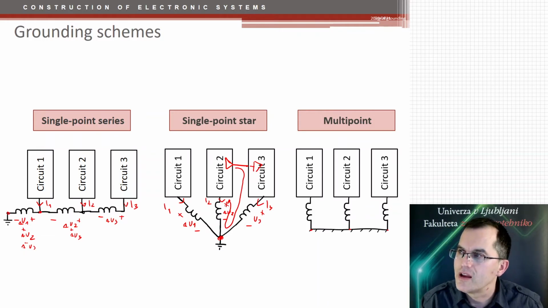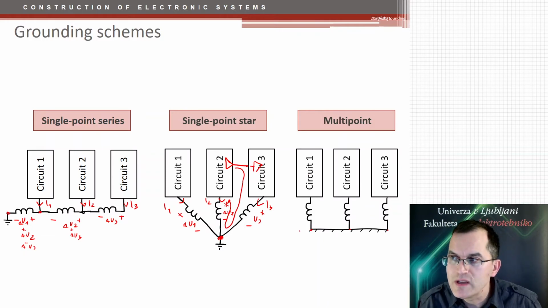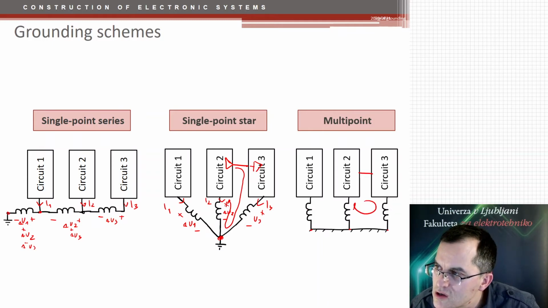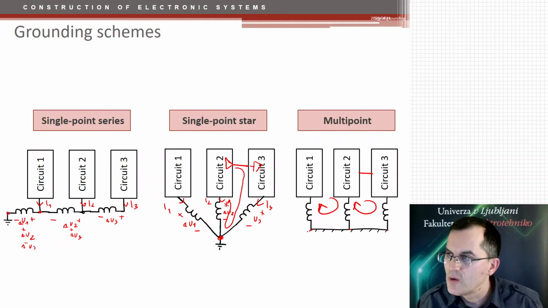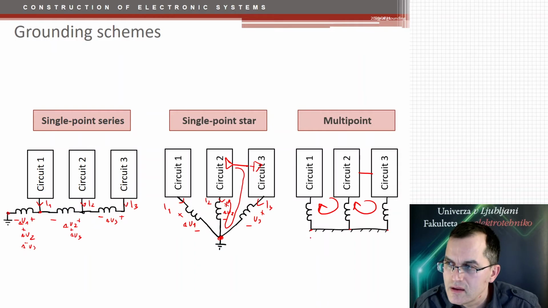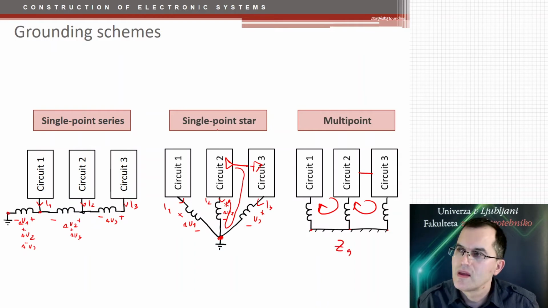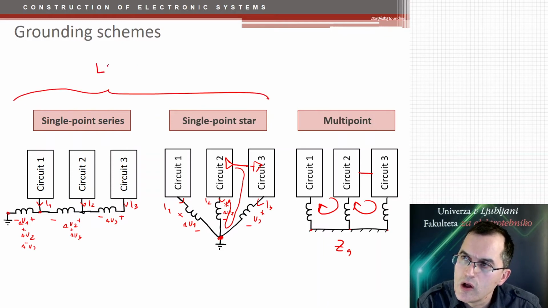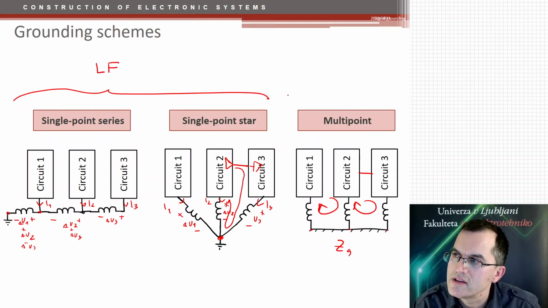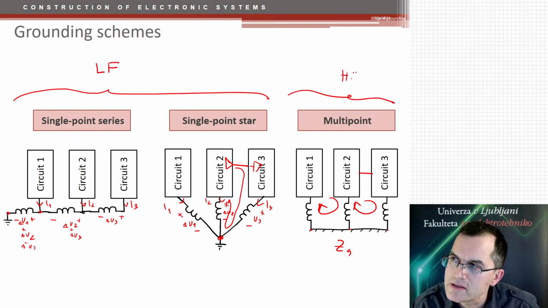Therefore, for high-speed circuitry, we always use ground planes, and we connect these circuits to these ground planes with the shortest possible connections. And these then provide very short and small return current loops. And a very large ground plane then provides a low impedance ground connection. So these two are for low frequency, and this is for high frequency circuits.